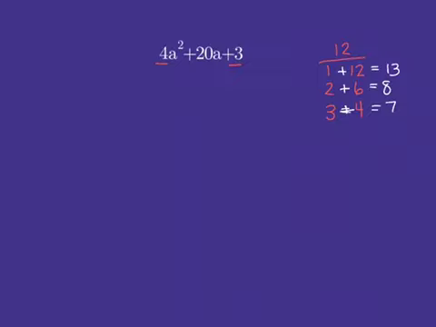So once we've looked at every single possible factor of a times c, and we see that nothing works to make that middle factor, in this case 20, that is the only time that we can say that this is prime. There are no factors that'll work, so we cannot factor it.